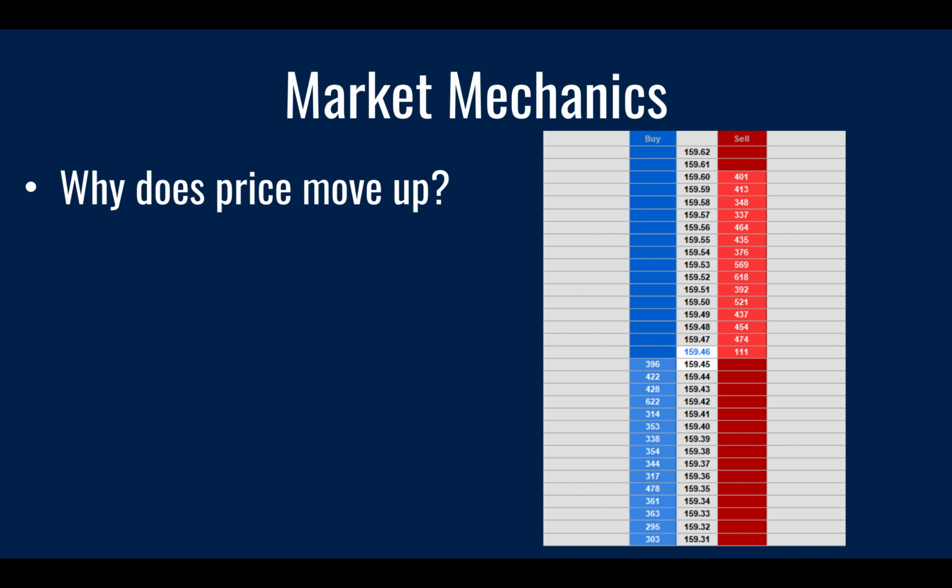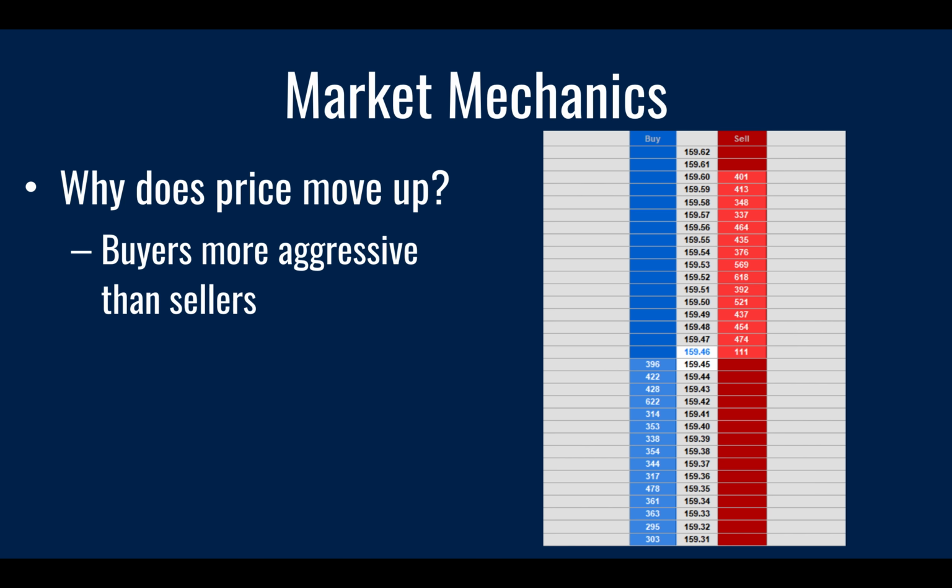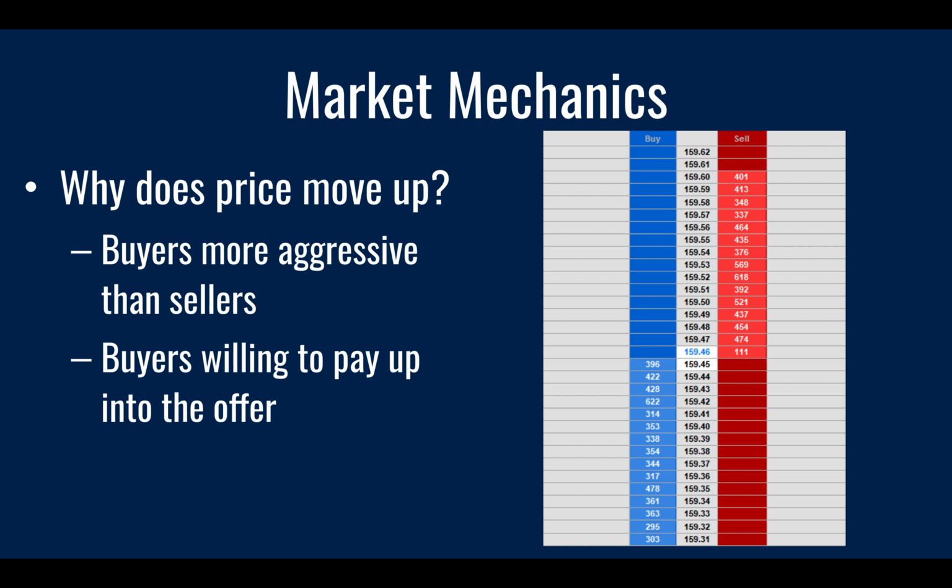We're going to have a look at why prices go up in a marketplace. The first reason is that buyers are more aggressive than sellers. You may have heard that prices go up because there are more buyers than sellers, and that can be true, but if there are 1,000 people wanting to buy and one person wanting to sell, what happens if all 1,000 buyers don't want to buy at the seller's price? The market won't move. Buyers need to be willing to pay up into the seller's price. That is what will cause the markets to move and cause price changes.